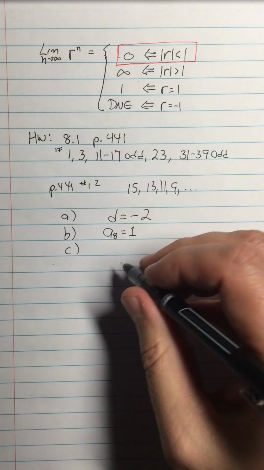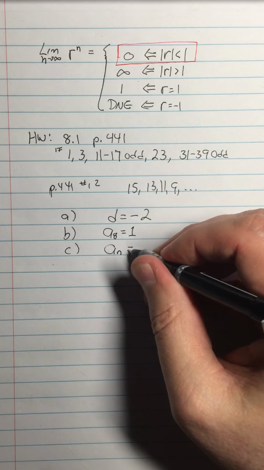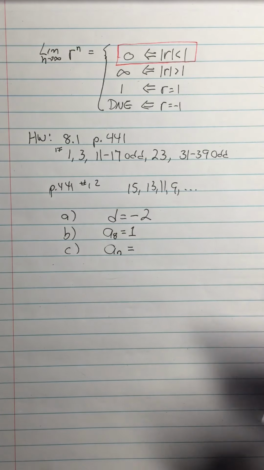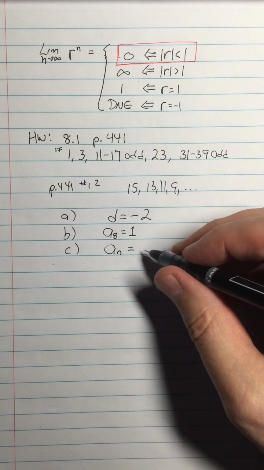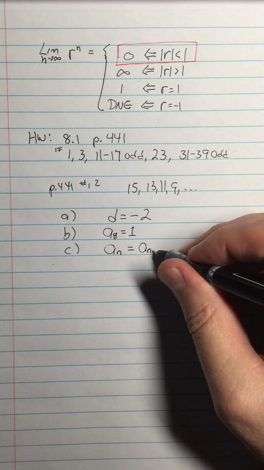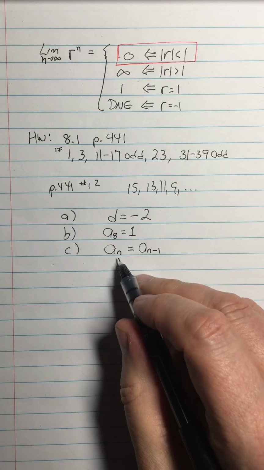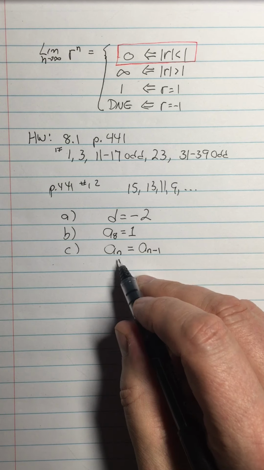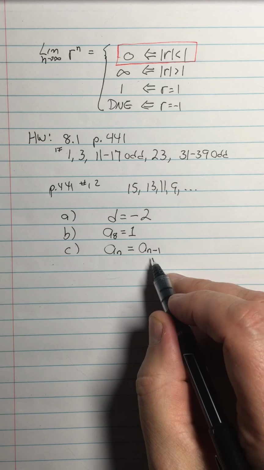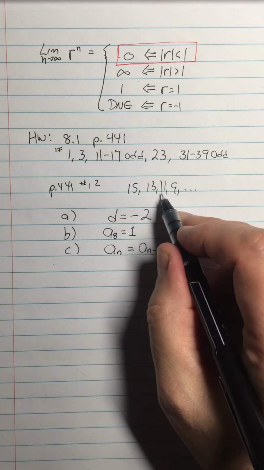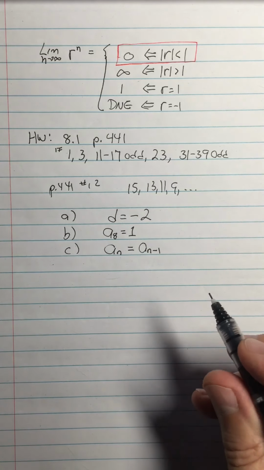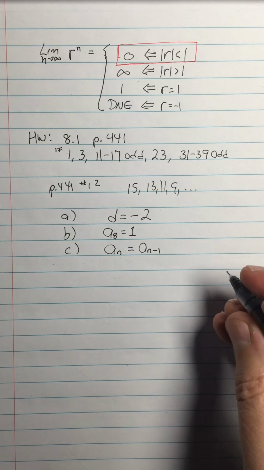Recursive rule for the nth term. So what is a sub n? And what do we mean by recursive? It means defined in terms of the preceding term. This is an important concept we're going to use a lot. If a sub n is a certain term, then the term right before it is a sub n minus 1. If this is a sub n, this is a sub n minus 1. You can figure out why it's notated that way.